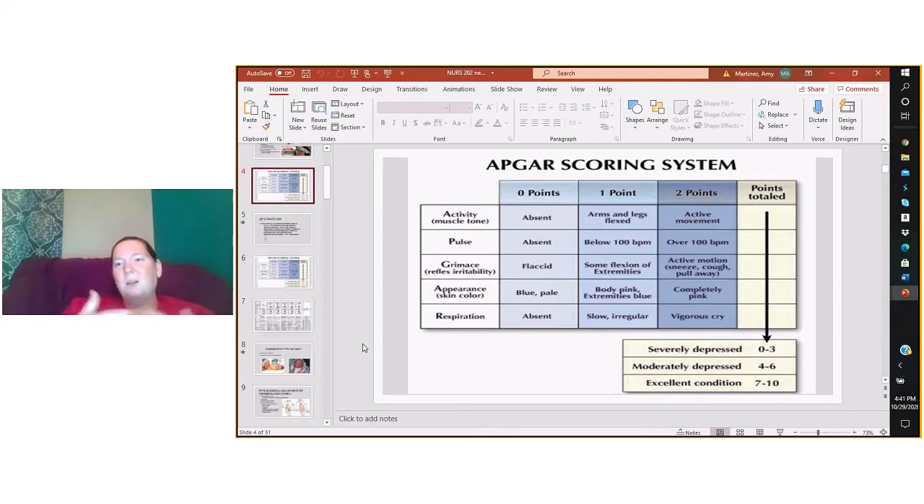It could just be that they need a little bit of stimulation, all the way down to needing to be intubated or bagged or whatever it may be. Each of the 5 categories gets scored from 0 to 2, depending on what they're presenting with. So we have our activity, which is also known as our muscle tone. If they're moving around or if they're fully flexed, this gives us 2 points.